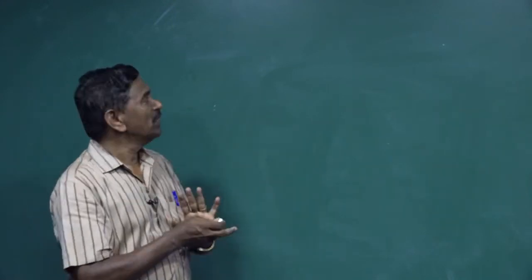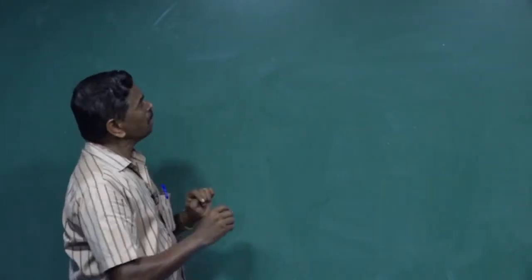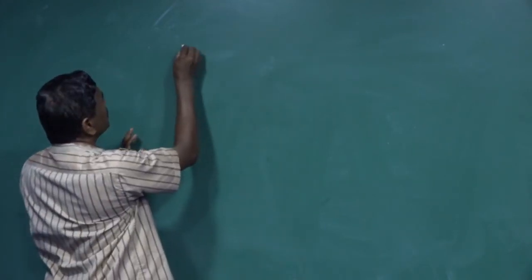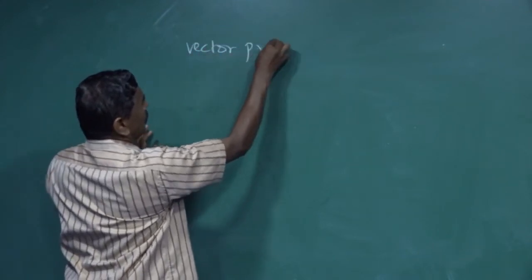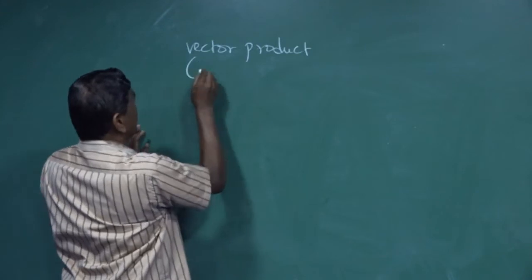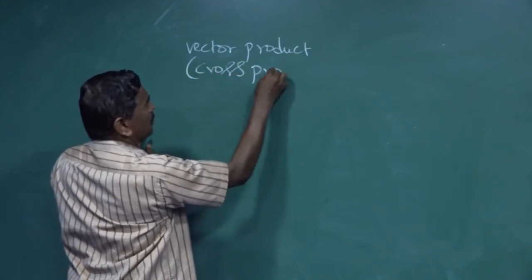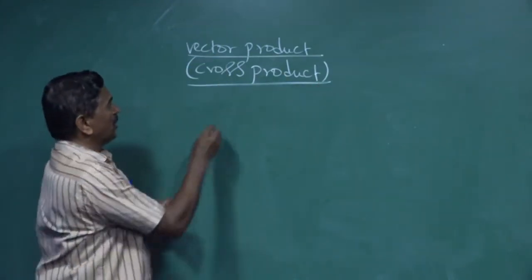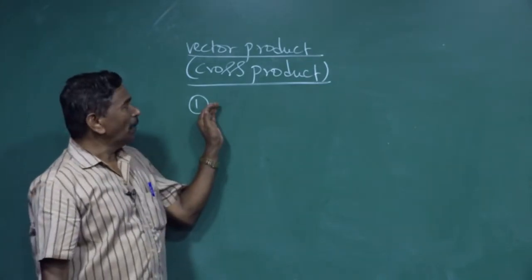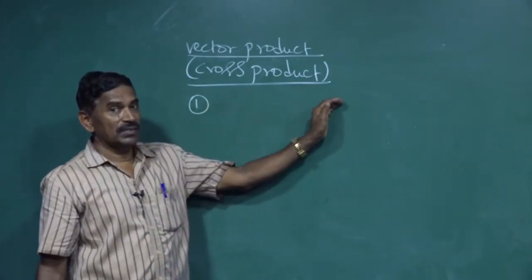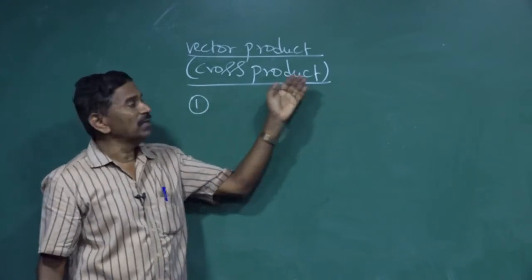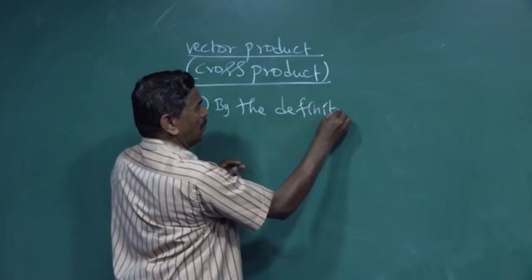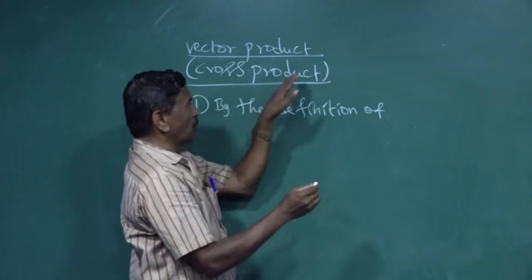Listen to the basics carefully and continue. Okay, now listen. The topic is vector product, that is cross product. Now listen, the first one is the definition of vector product, that is, the definition of cross product.